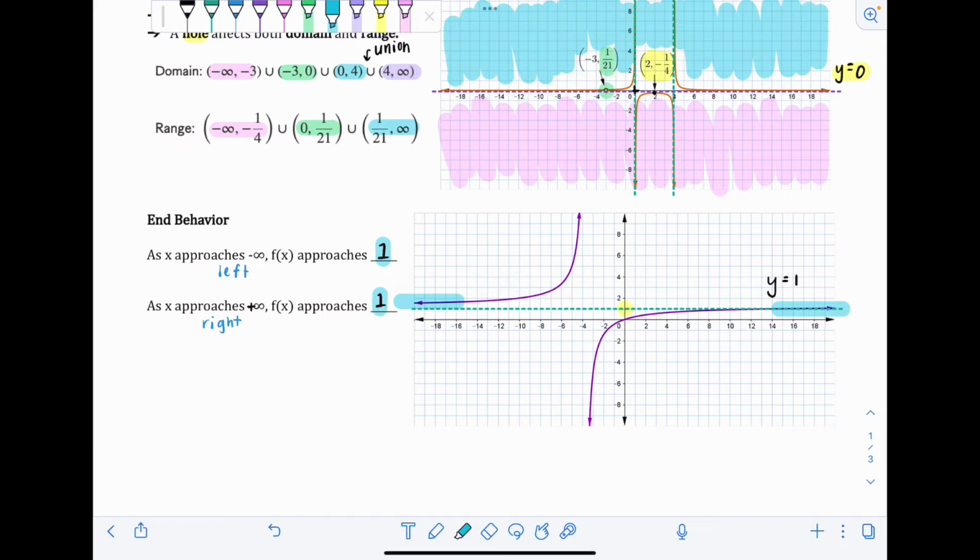So as long as your graph has a horizontal asymptote like that and the tail ends are going to it, that's what your end behavior is approaching, because that's the y value each of your lines are getting closer and closer to.